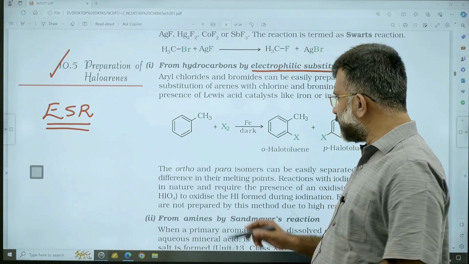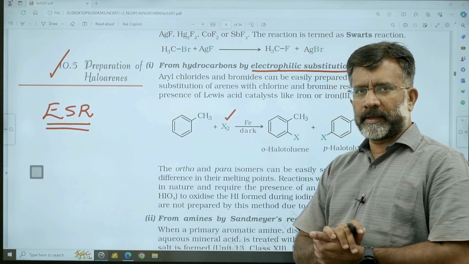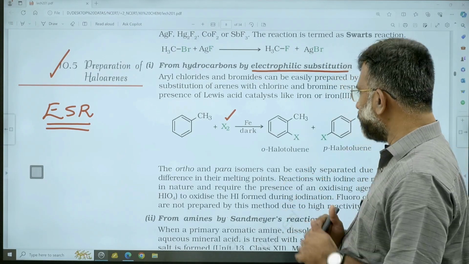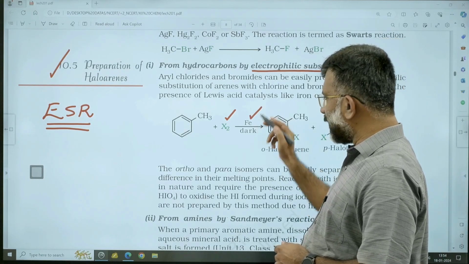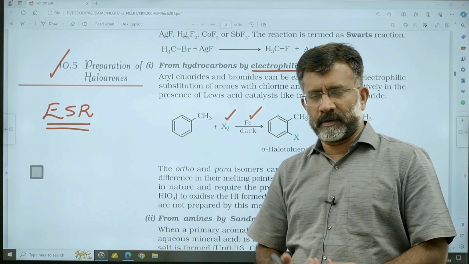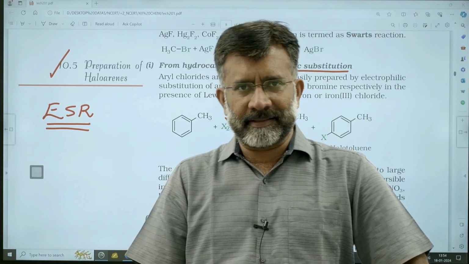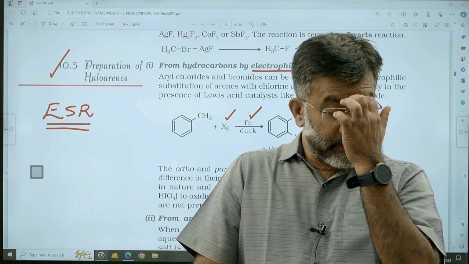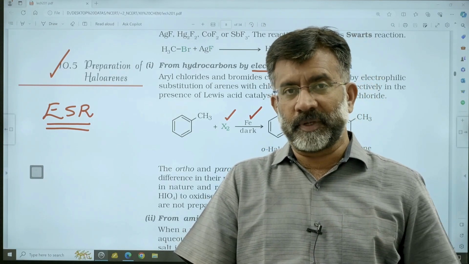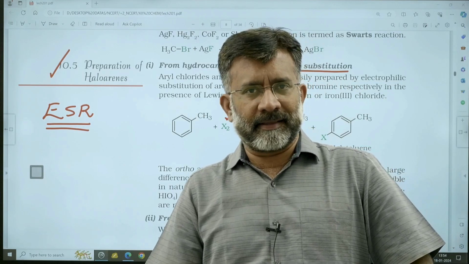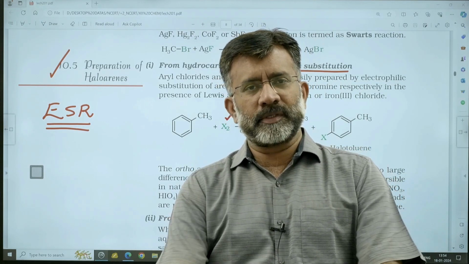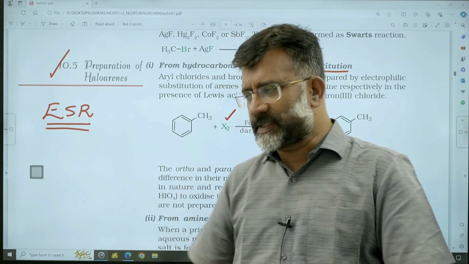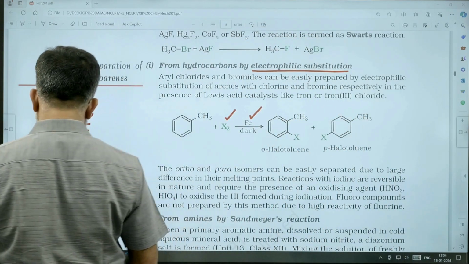Toluene is treated with X2. X2 can be, as usual, chlorine or bromine. It is treated with a Lewis catalyst: iron chloride, iron bromide, AlCl3. Any Lewis acid is taken in darkness, because in presence of light, the reaction mechanism will be a free radical reaction, right? So halogen, particularly chlorine or bromine, is taken in presence of a Lewis acid.